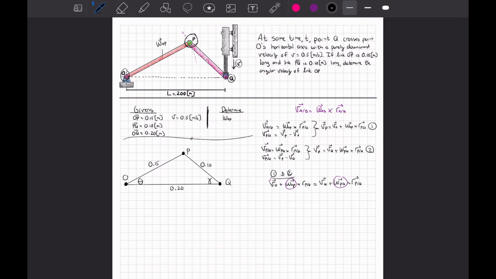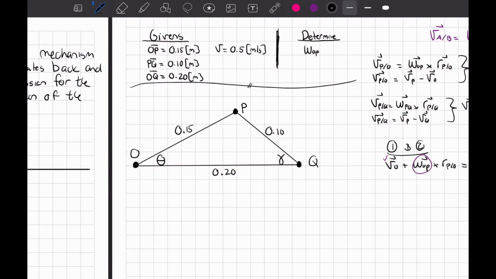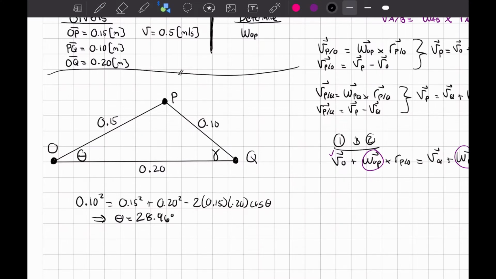And this is just going to be simple law of cosines and law of sines to determine these angles. And the reason that we're going to need these angles is so we can get RP with respect to O and then RP with respect to Q. So if we go ahead and we do 0.10 squared, so this is going to be the law of cosines. And then we'll just plug in our other values. That's going to be cosine theta. We see that theta is going to be equal to 28.96 degrees.